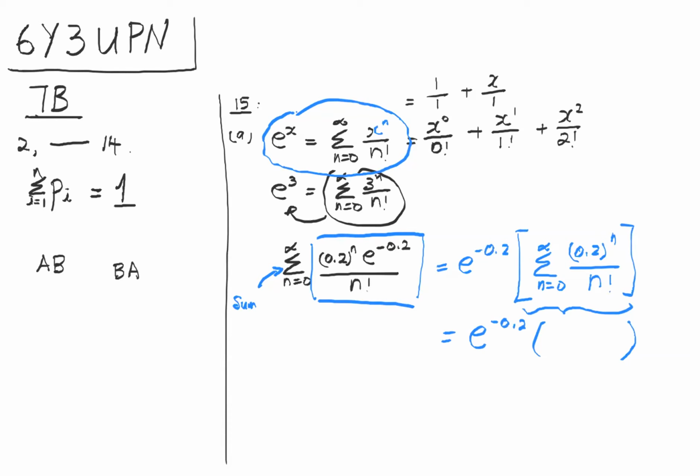Yes. So that is how we apply the formula. E to the power of 0.2. So what is this whole thing? Yeah, because it is e to the power negative 0.2 plus 0.2. So it's e to the power of 0, which is 1. So that is part A.